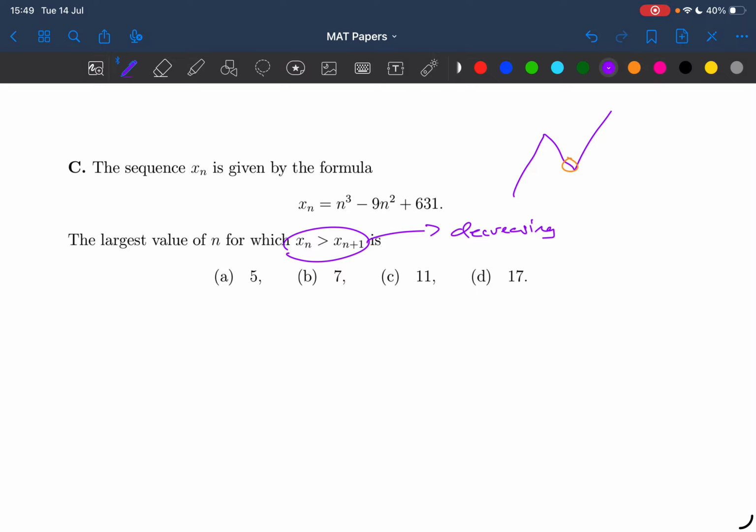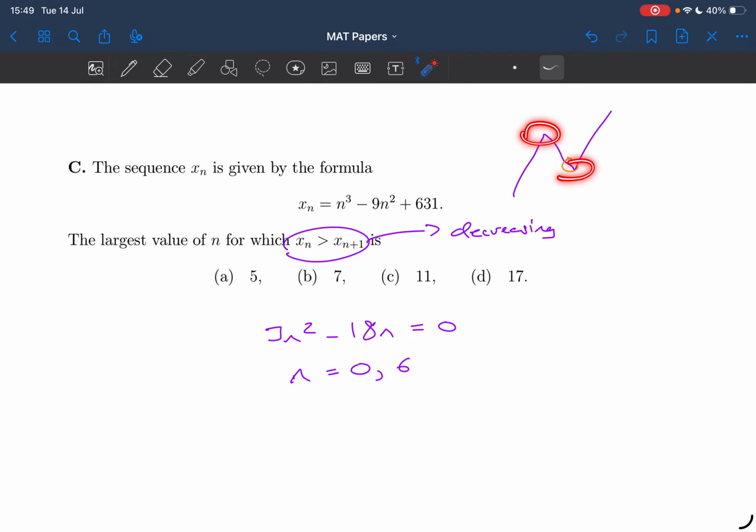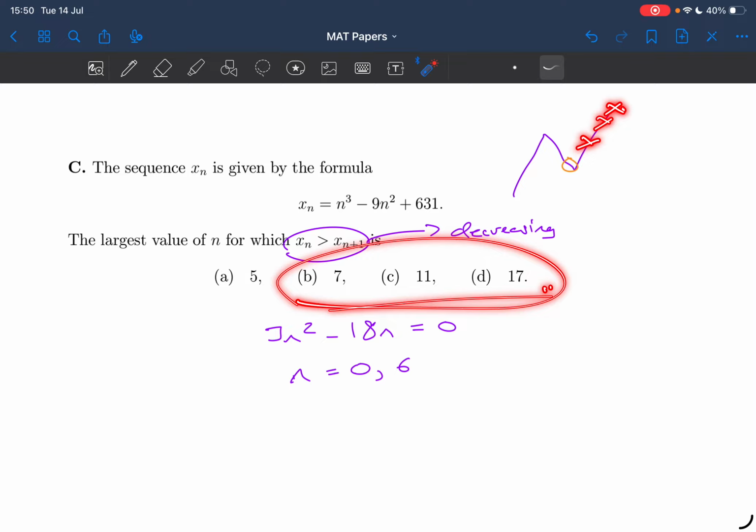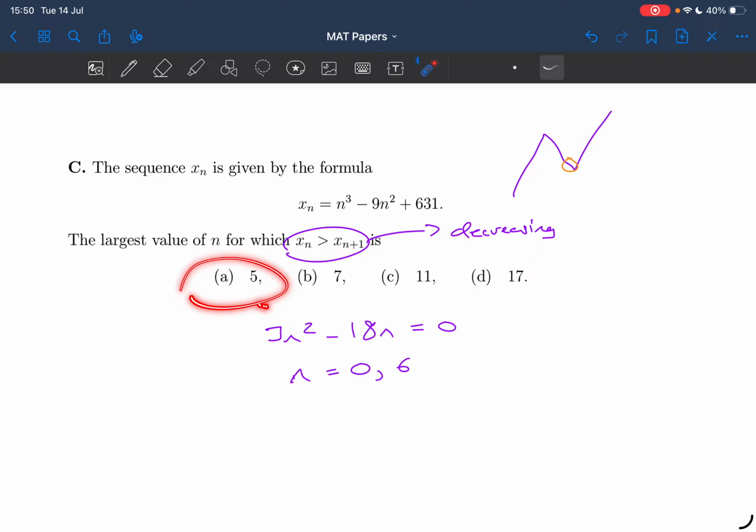So what I'm going to do is differentiate it. So we're going to have 3n squared minus 18n. The 631 goes away. We set that equal to 0. We can find that n is either going to be 0 or 6. So they're the turning points that we get at 0 and 6. So we want to find the value of n where the next one is smaller. Well, all of these ones are bigger than 6, so they're all in this region over here when it's increasing. The only one when it's decreasing is going to be the 5. So 5 should be the correct answer in that case.